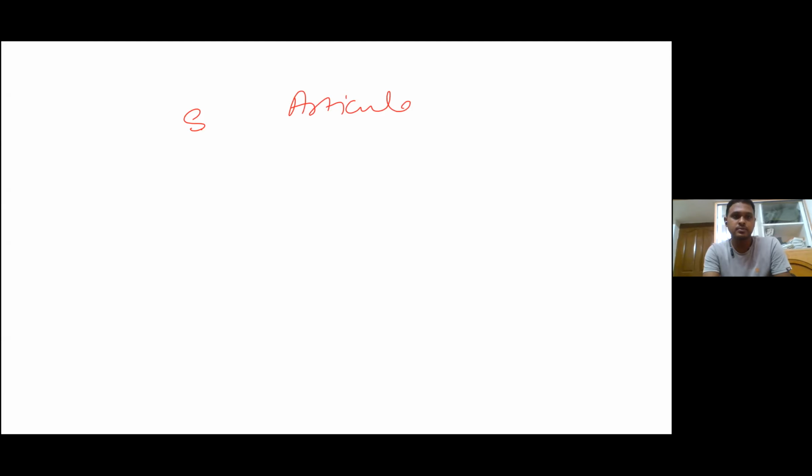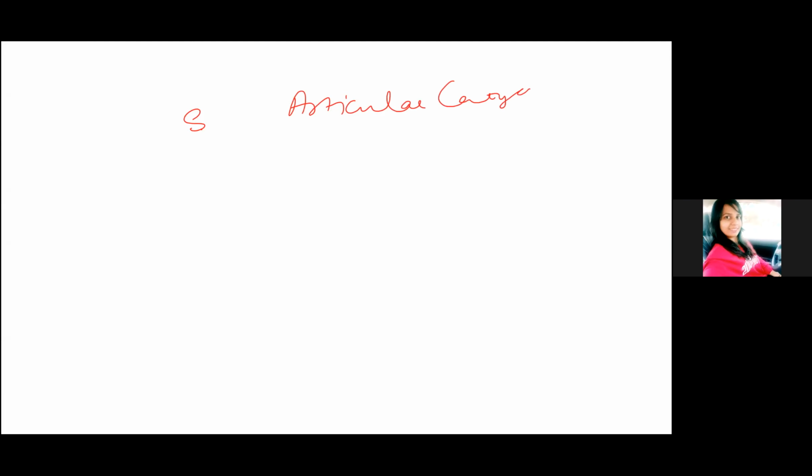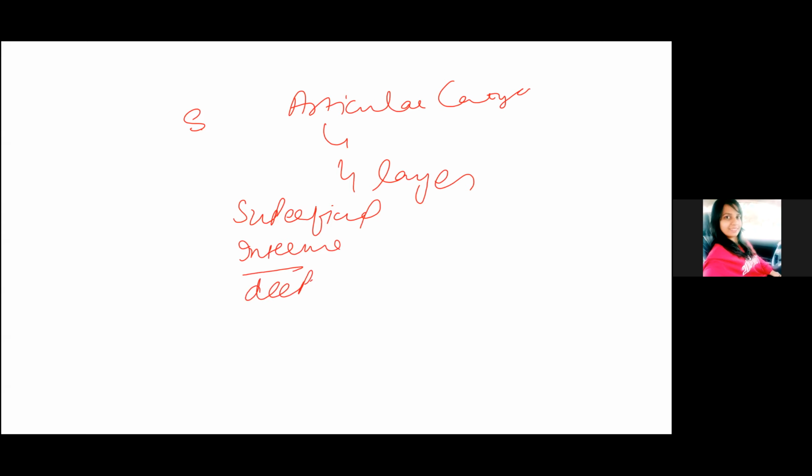Hello everyone. This is Dr. Sheenam Bansal. So today we will do the important topics. Firstly, there is articular cartilage. Articular cartilage has 4 layers. Firstly is the superficial, then the intermediate zone, then the deep layer, then we have the tide mark.